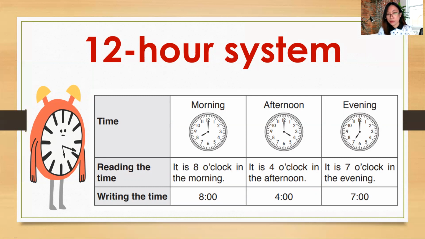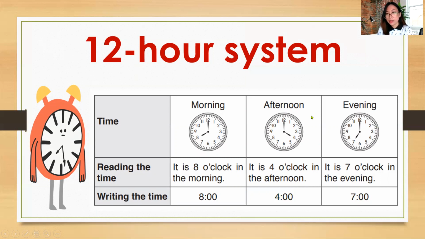Let's go to writing the time. We write it as 8 and then 0, 0. Let's go to afternoon. The hour hand is pointing to number 4. Let's read the time. It is 4 o'clock in the afternoon. And we write the time as 4, 0, and then 0.